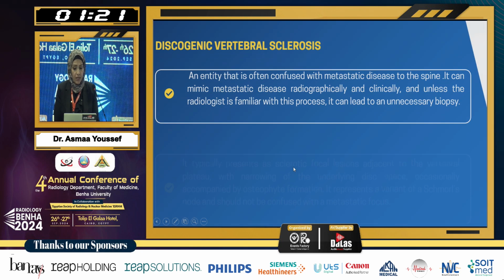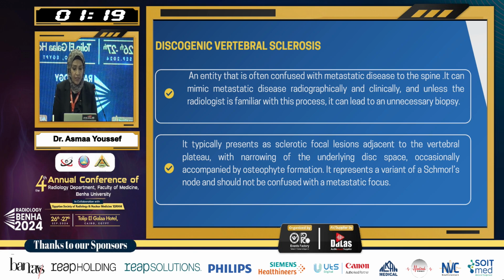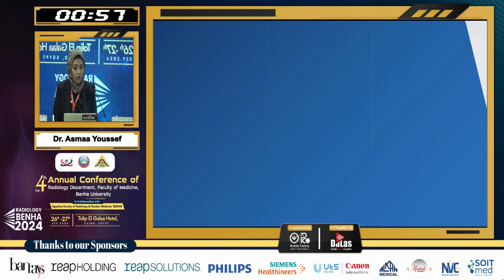The last entity is discogenic vertebral sclerosis, an entity that is often confused with metastatic disease of the spine. It can mimic metastatic disease radiographically and clinically, and unless the radiologist is familiar with this process, it can lead to an unnecessary biopsy. It typically presents as sclerotic focal lesions adjacent to the vertebral plateau, with narrowing of the underlying disc space, occasionally accompanied by osteophyte formation. It represents just a variant of a Schmorl node and shouldn't be confused with metastatic disease.